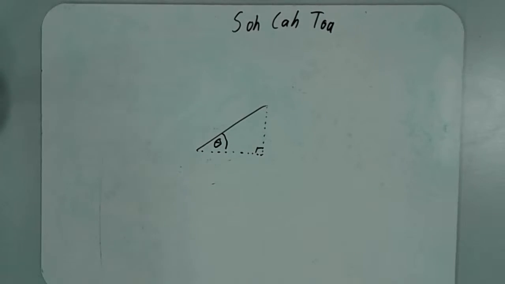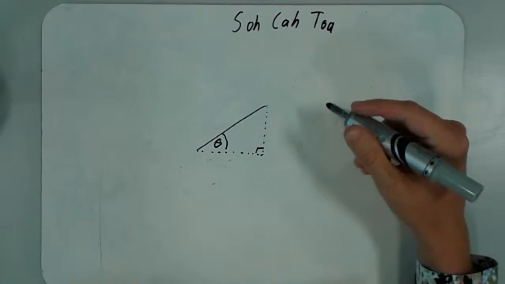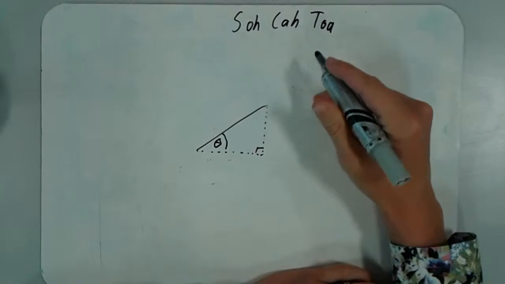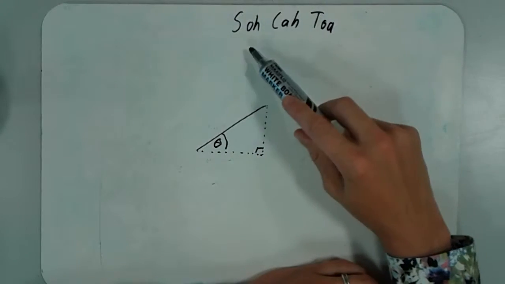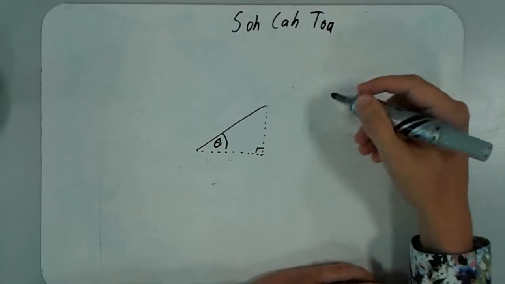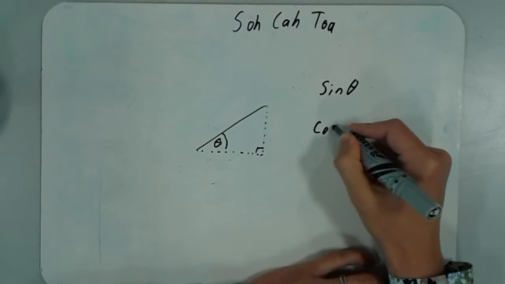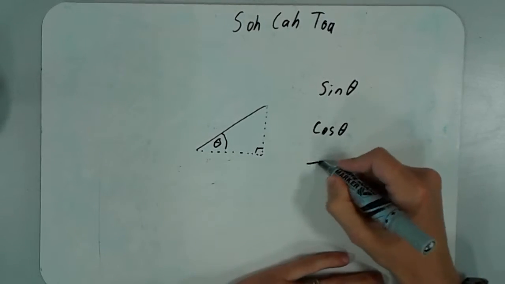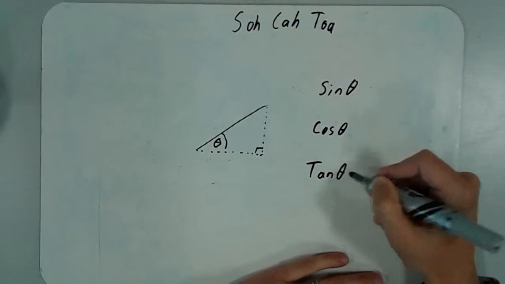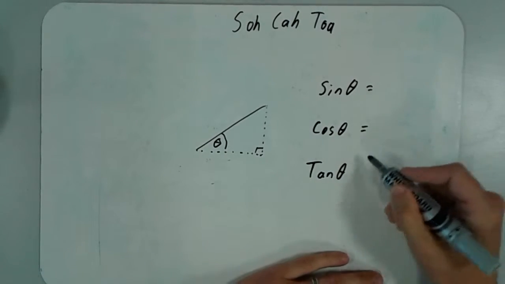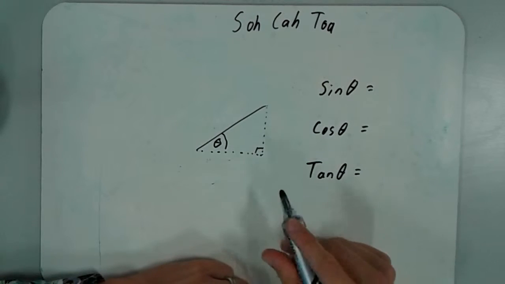Let's do our first recap lesson on trigonometry. First of all, we need to remember this acronym here, SohCahToa. That's just a handy way of remembering how sine theta, cos theta, and tan theta are all defined in terms of a right angle triangle.